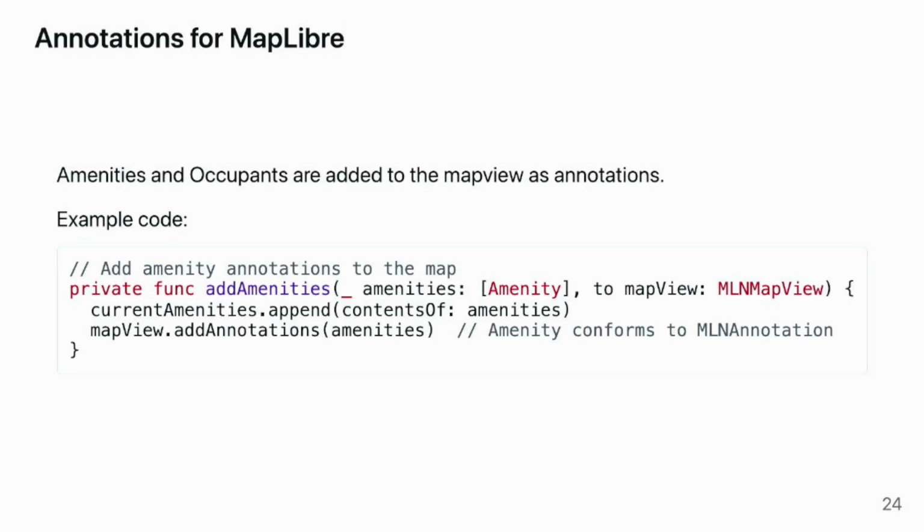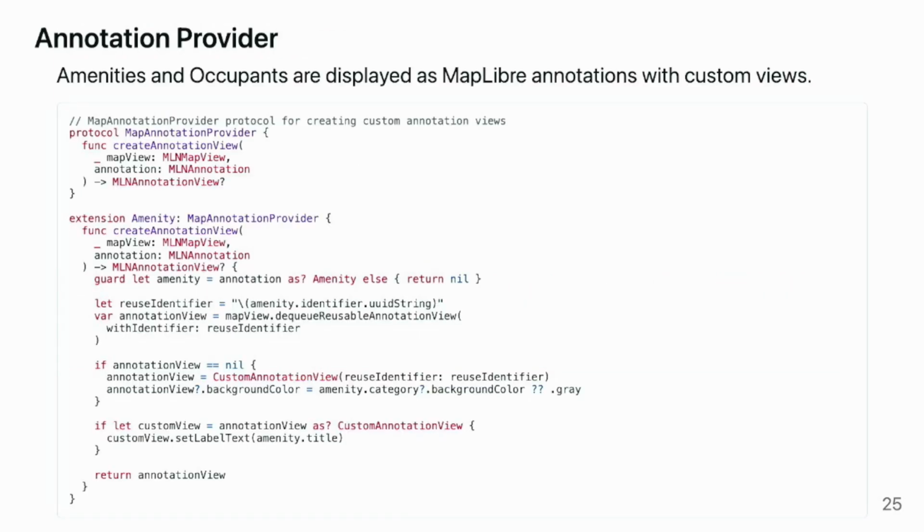For amenities and occupants, we use a different approach than style layers. We add them directly to the map view as annotations by calling addAnnotations. This makes them interactive and allows users to tap on them for more information. Amenities are displayed as annotations rather than style layers. This allows them to be interactive. Users can tap on them to see more information.